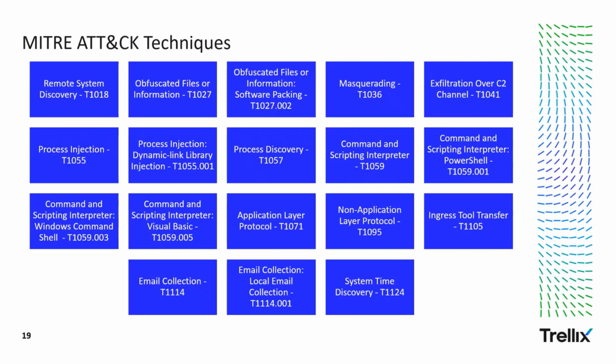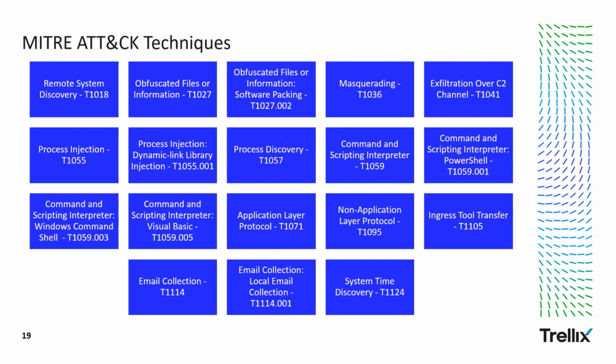The next technique is technique 1041, which is exfiltration over C2 channel. Here, adversaries may steal data by exfiltrating it over an existing command and control channel. Stolen data is encoded into the normal communication channel using the same protocol as command and control communications.